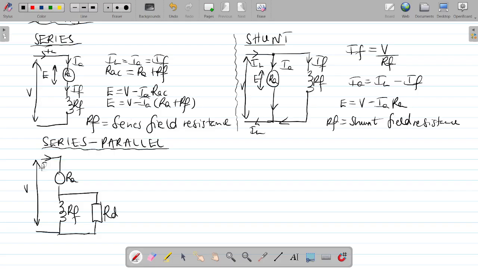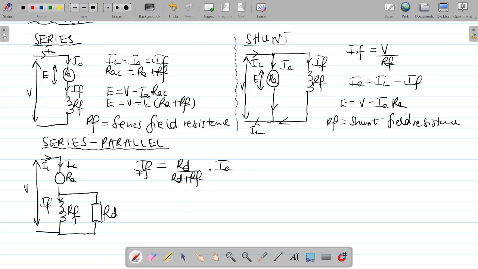So we still have our current IA. When IA gets to this junction, some current will be diverted to the diverter resistance, and some current will go through the field. So we only concentrate on the field current. Now for this specific circuit, when you're looking for your field current, we use the current divider rule. When we use it, we say RD over RD plus RF times the armature current.